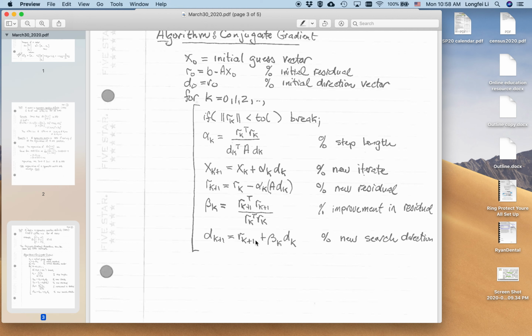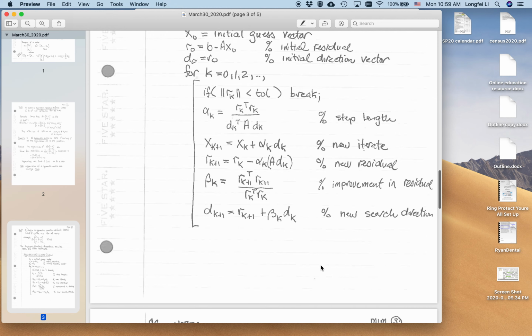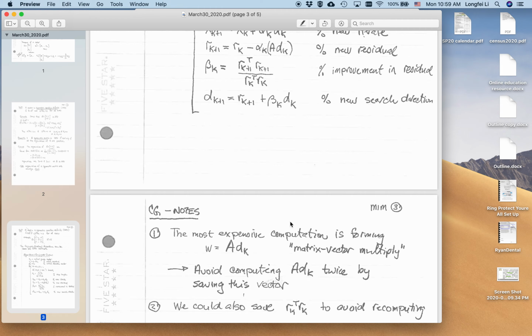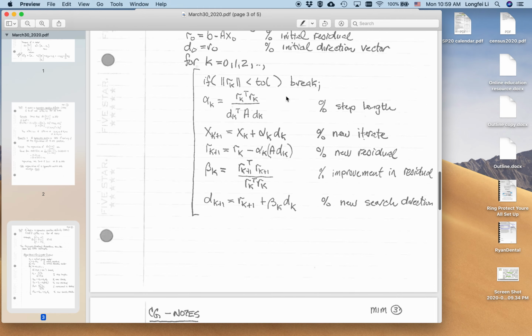Then at most we will have n perpendicular directions. Therefore, this method should converge to the exact solution in n steps. The more theoretical background for this method is a little bit harder, but here I'm trying to help you understand. This residue is making sure that my new direction is always perpendicular to my previous residues. Once everything is perpendicular, then I'm done, or you can stop earlier if you're happy with your residue.